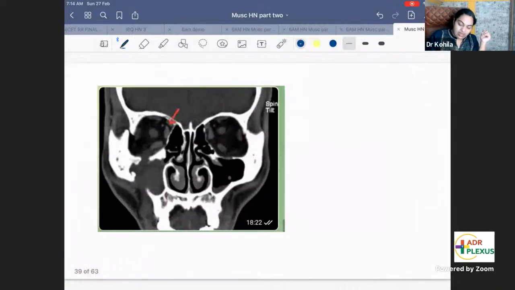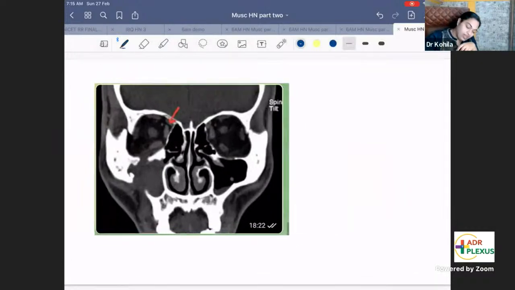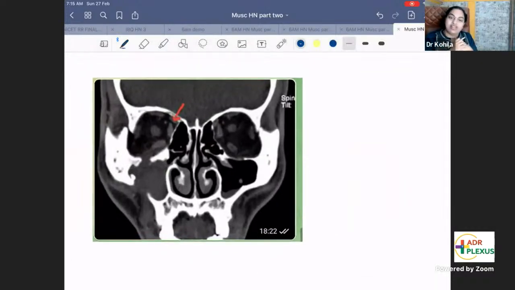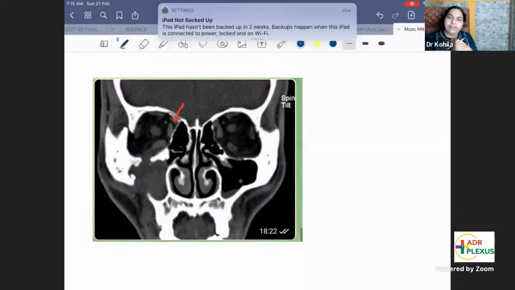Okay. So what could this be? They never ask us easy images. Can you identify what is the pointed structure there? Very good, Dr. Kavya. So again, easy guys.